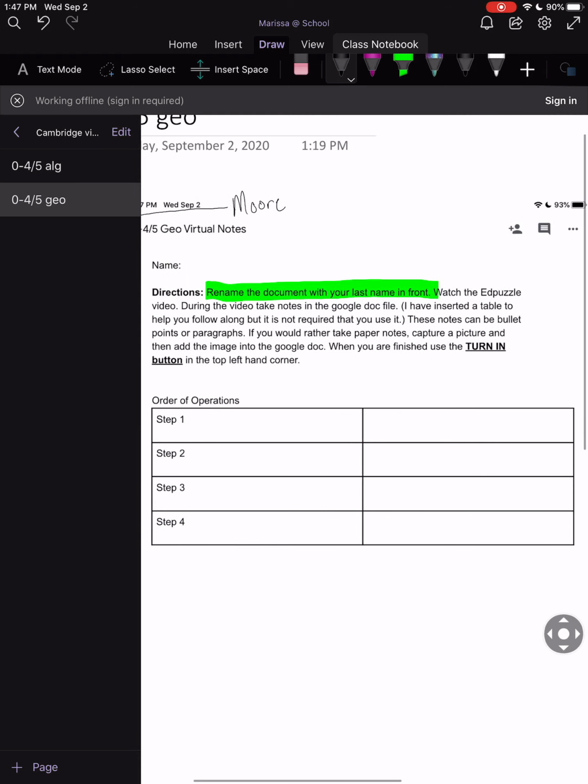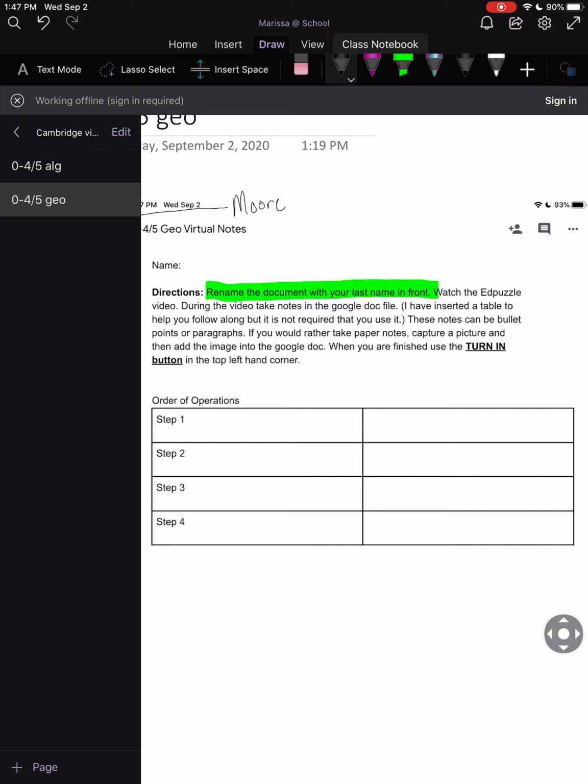So 0-4 is algebraic expressions and 0-5 is linear equations. Both of them are super similar to each other. The first thing before we do anything else, you can write these on paper and then upload a picture to this Google Doc, and then turn it in that way.